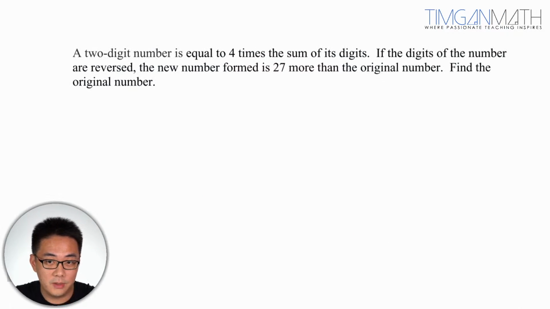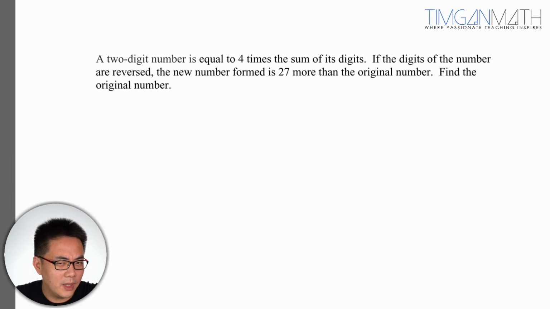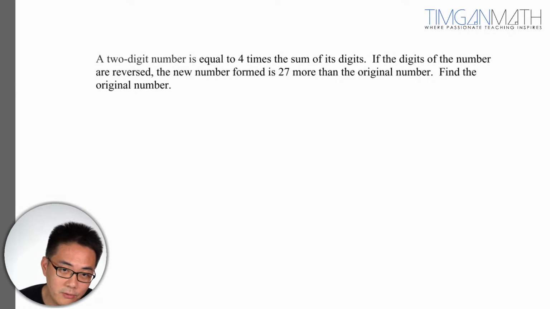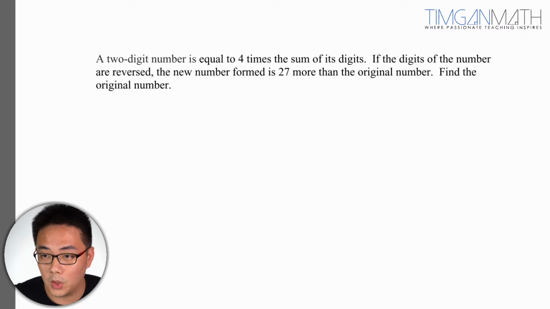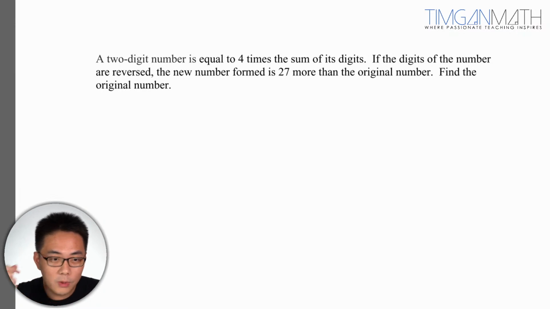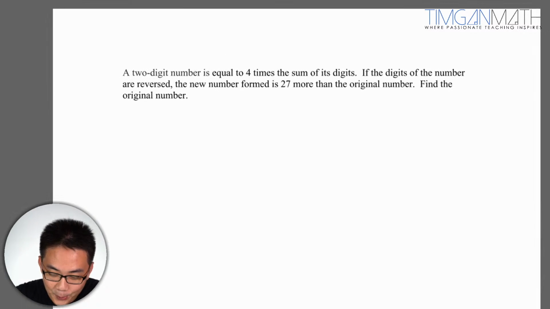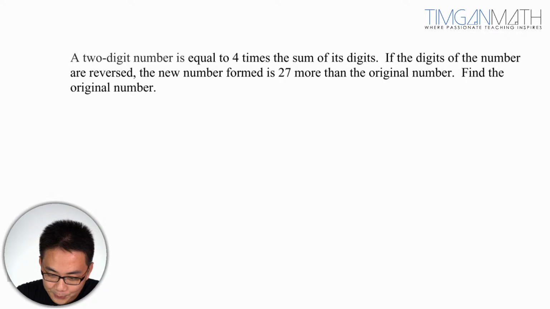Hi students, let's look at this question here, which is on the application of simultaneous equation. So let's see how we can do this proficiently. The 2-digit number is equal to 4 times the sum of its digits. If the digits of the number are reversed, the new number formed is 27 more than the original number. Find the original number. Oh my goodness, there are 2 digits here. So that's the problem with this type of question, right? The students don't even know how to start. That's the thing. Okay, so they're two-digit numbers.